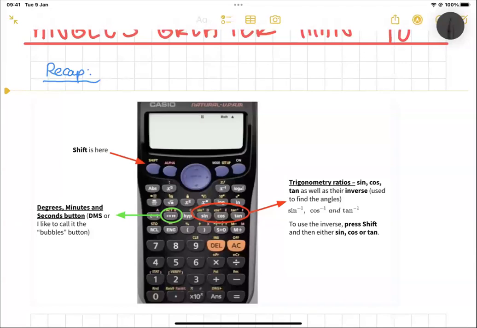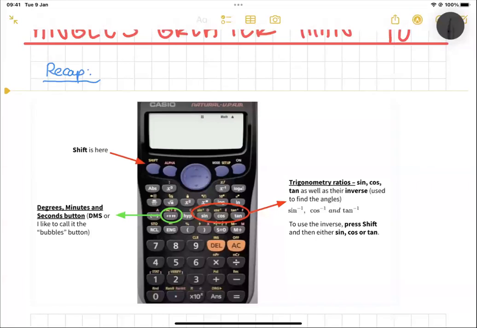Okay. The next important set of buttons is your trigonometry ratios, sine, cos, and tan, as well as their inverse, which is used to find the angles: sine inverse, cos inverse, tan inverse, right? In your calculator, you would see it as sin⁻¹, cos⁻¹, tan⁻¹. Now, to use the inverse on your calculator, you need to press shift and then either sine, cos, or tan, okay? Depending on what you're trying to find.